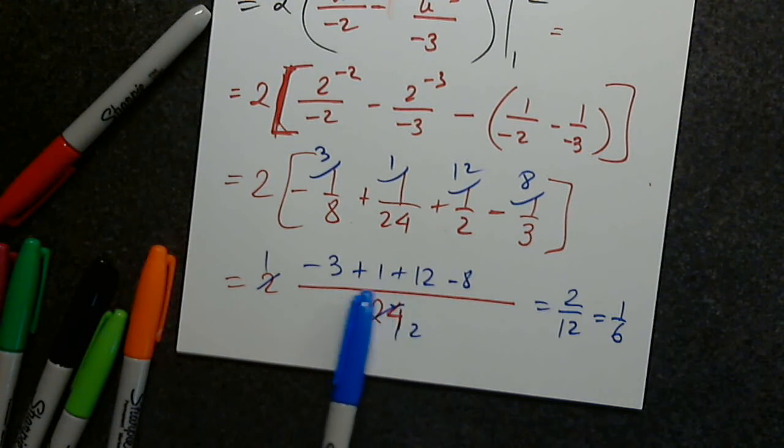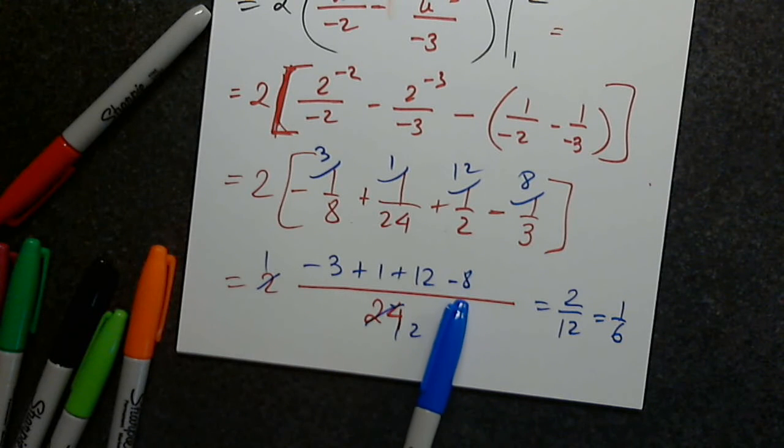Let me do this again. 13 minus 3 is 10. 10 minus, because I don't trust myself today, 8 is 2. So I simplify by 2 and I get 12. 2 divided by 12, 1/6. Questions, please. Questions?